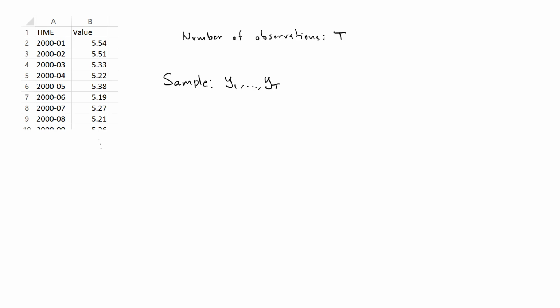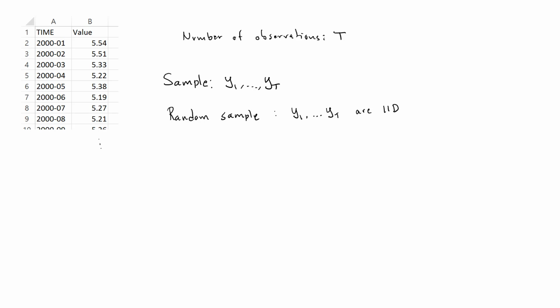Remember that when we have cross-sectional data, we are typically allowed to make the random sample assumption. If you remember, the random sample assumption assumes that the sample that we have is a sequence of IID random variables, independent and identically distributed random variables.